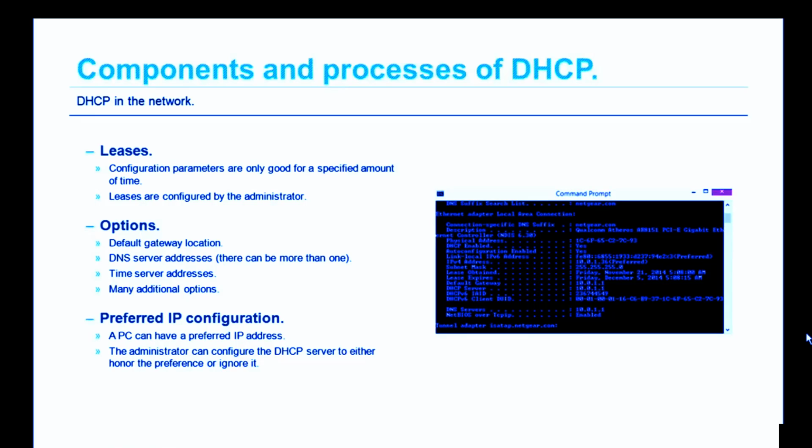Now, when a PC boots up, it does have a preferred IP address. That would be the IP address that it had the last time it booted up. Now, it can request that same IP configuration from the DHCP server. Now, the administrator can configure the DHCP server to either honor that preference or to ignore it.